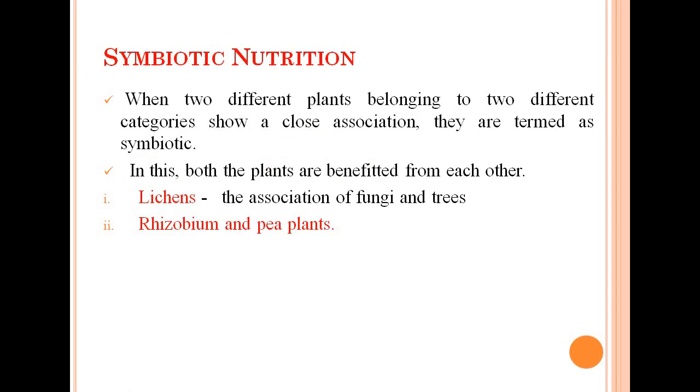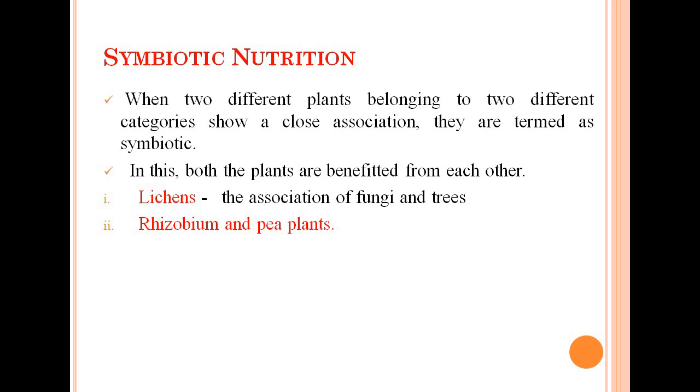Symbiotic nutrition. Such type of nutrition in which the organisms take mutual benefit is known as symbiotic nutrition. So what are symbiotic plants? Such plants live in association with other organisms and share food and other resources. Both types mutually gain from each other. Such plants are called symbiotic plants, and the relationship is called symbiotic. A very good example is lichens, or the rhizobium and the pea plants.